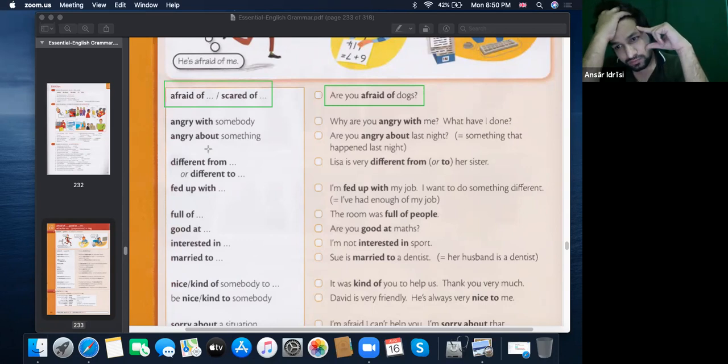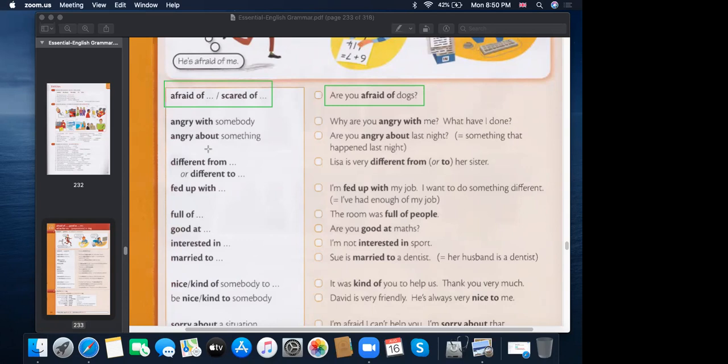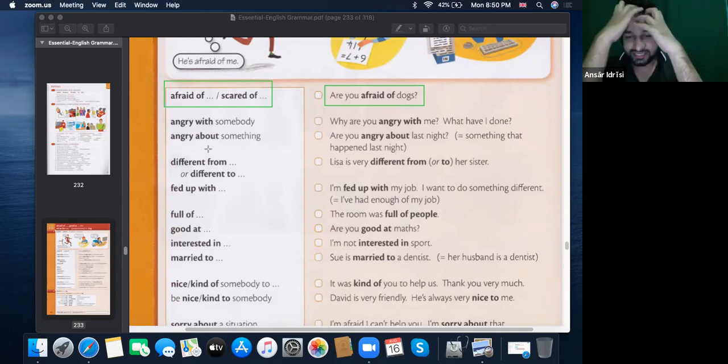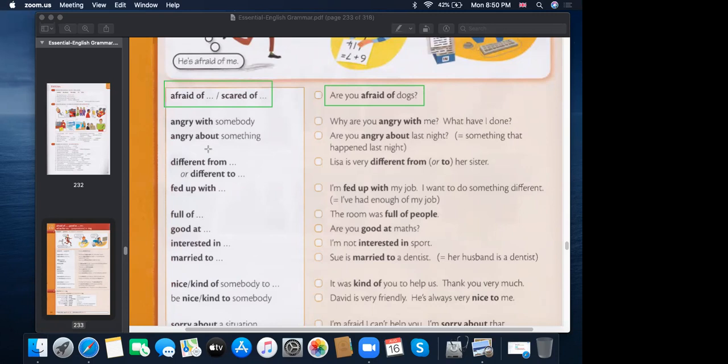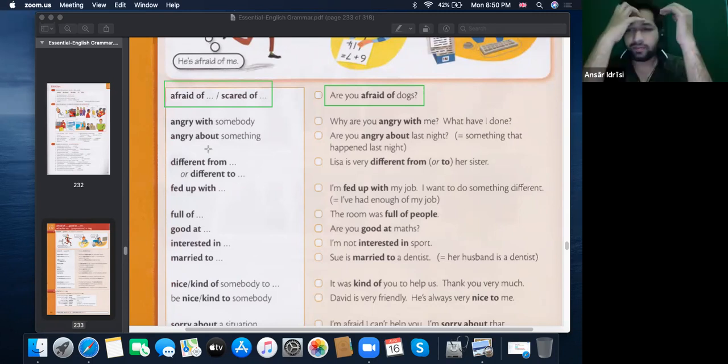Afraid of. I'm afraid of my weakness. Correct. Very nice. She is afraid of darkness. Correct. I am afraid of my father. I'm afraid of my father's belt. Father's belt. Yes.